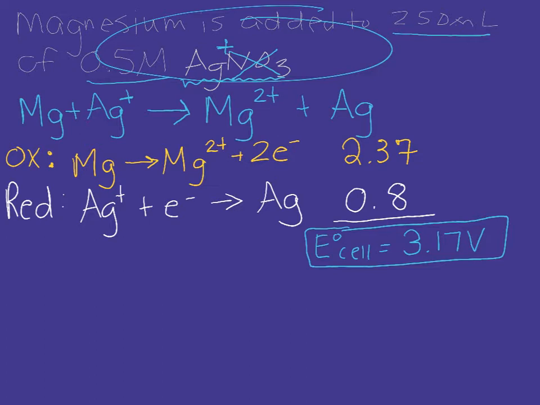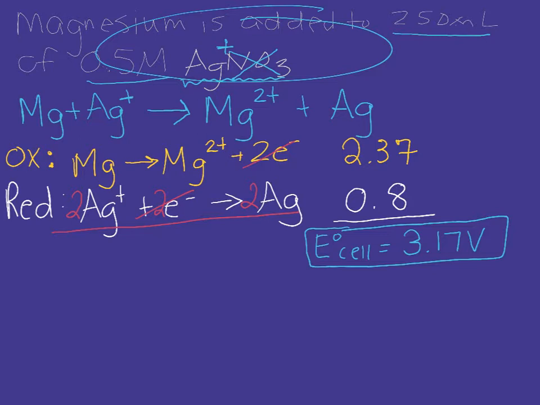And so we've got 2 electrons up here in the oxidation reaction and only 1 in the reduction. So I'm going to multiply this whole reaction through by 2. Now the electrons cancel out, and we can add it together to get our net ionic equation.